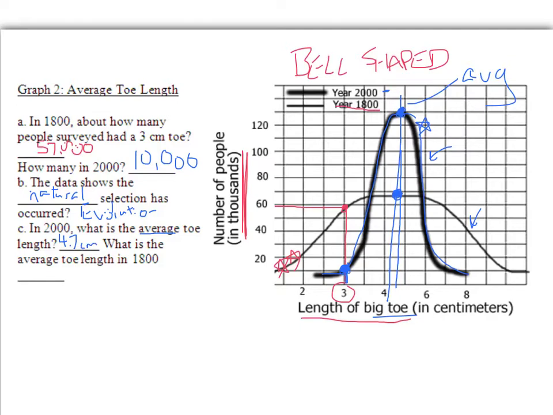centimeters. And in 1800, check it out, their bell is still on the same plane. So we would again say maybe 4.7 centimeters. So even though more people had this given length of toe in the year 2000, the average toe length on both graphs is the same, because the average is the middle of the bell.